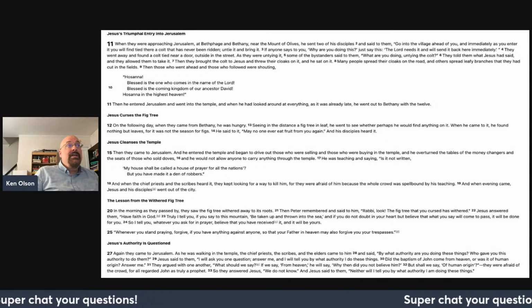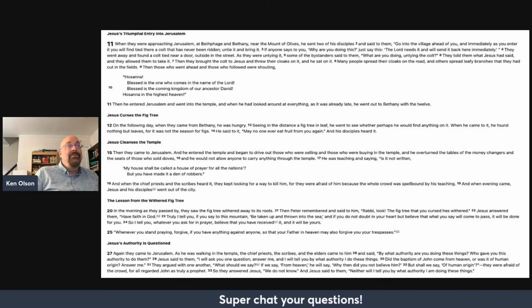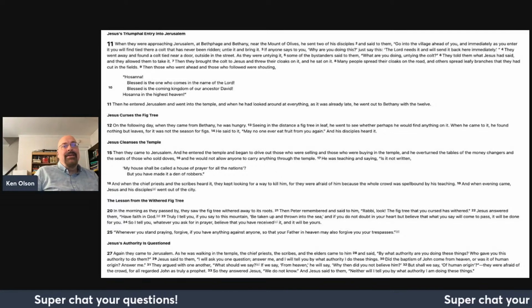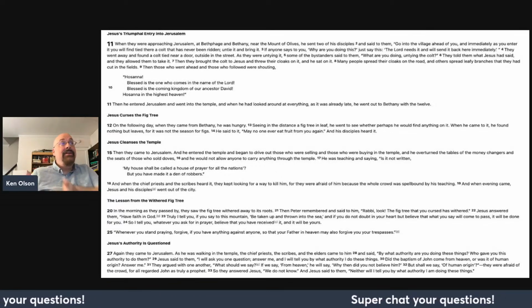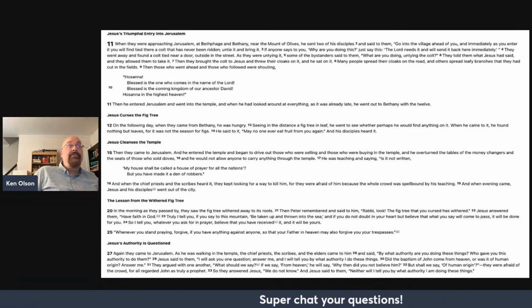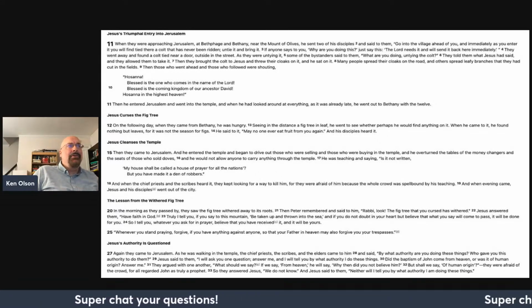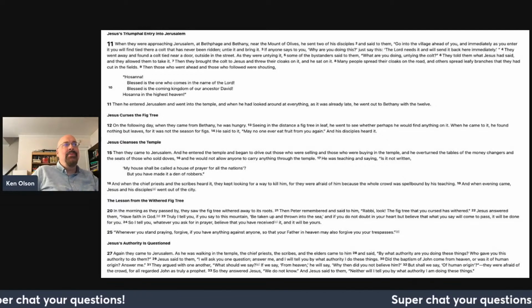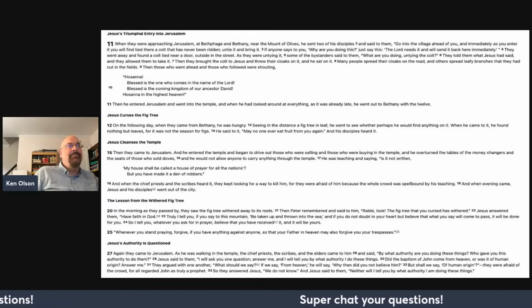And the structure here is something Mark deliberately set up. This is what's called a Markan intercalation, where Mark starts a story and then he puts another story in the middle of it, and then he concludes the first story. So the first story frames the more important story that's in the middle. We have the cursing of the fig tree on both sides of the cleansing of the temple.